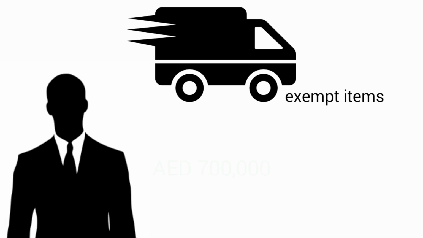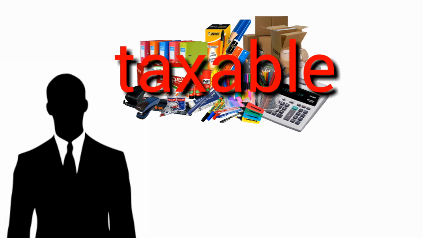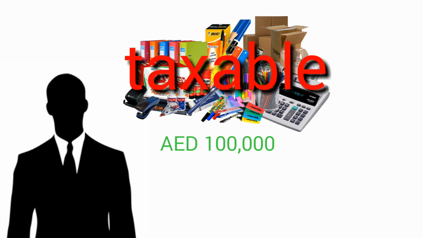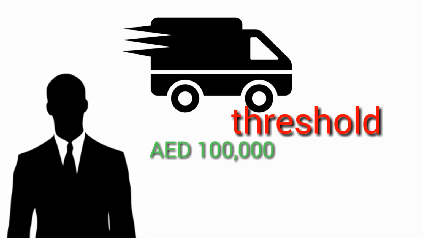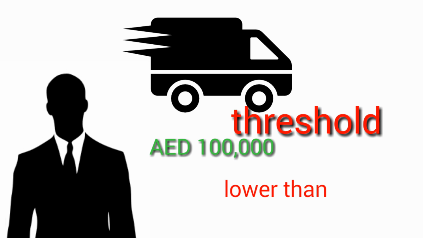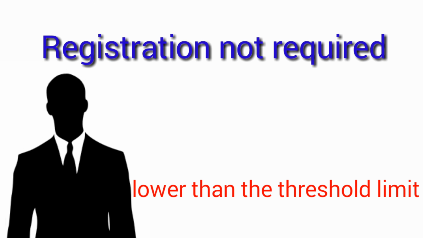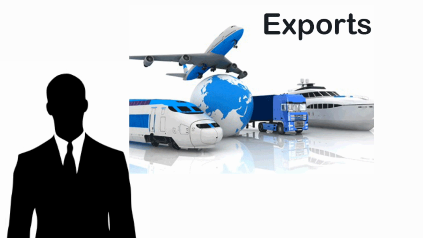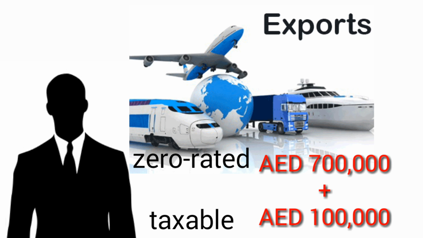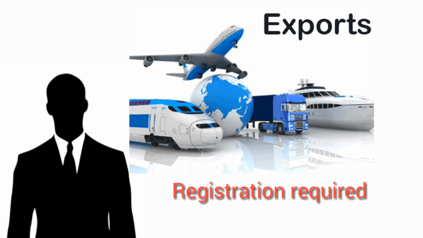Suppose a person supplies exempt items worth 700,000 dirhams and taxable goods worth 100,000 dirhams. Then the value of supplies for calculating the threshold will be 100,000 dirhams only. As this is lower than the threshold limit, the person need not take registration. However, if such a person is making zero-rated supplies instead of exempt supplies, the value of supplies shall be 800,000 dirhams and thus he will have to apply for registration.